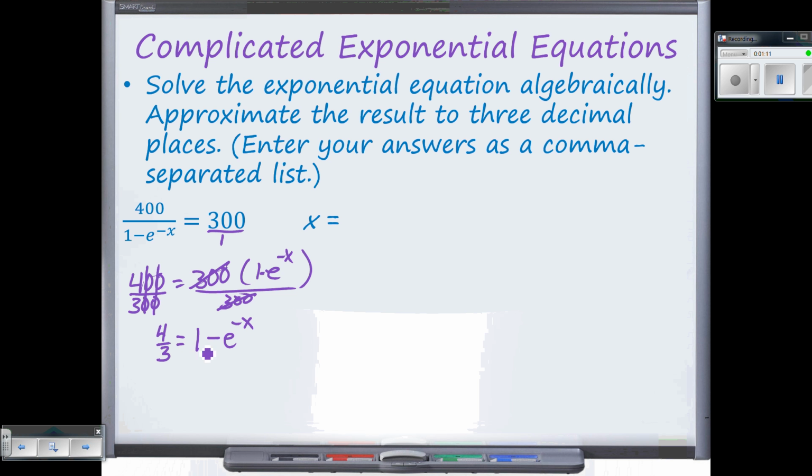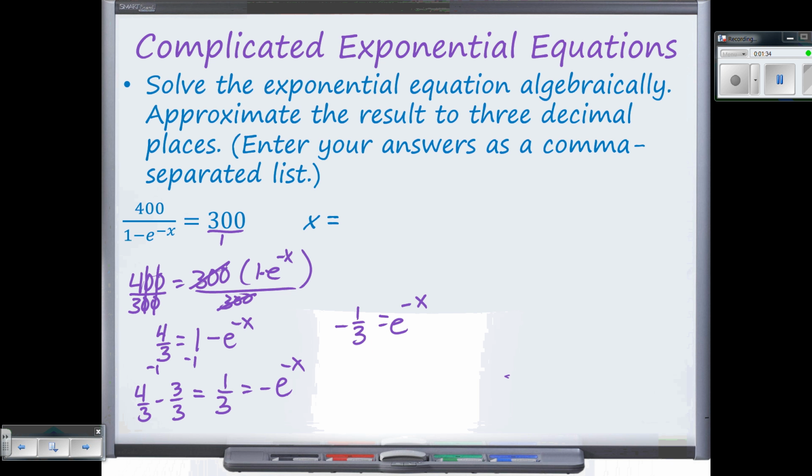I'm going to subtract 1 from both sides. I get 4/3 minus 1, written as 3/3. Pardon me, this is 1 over 3. It's going to equal negative e to the negative x. Now after I multiply through by negative 1, I get negative 1/3 equals e to the negative x.